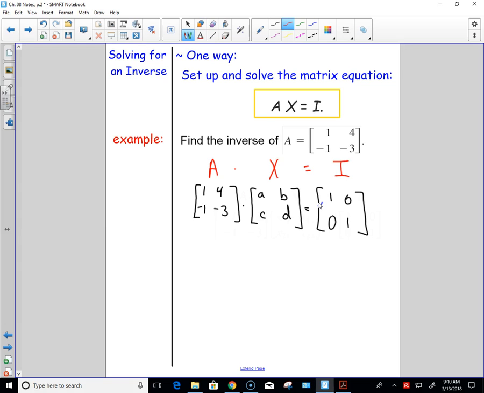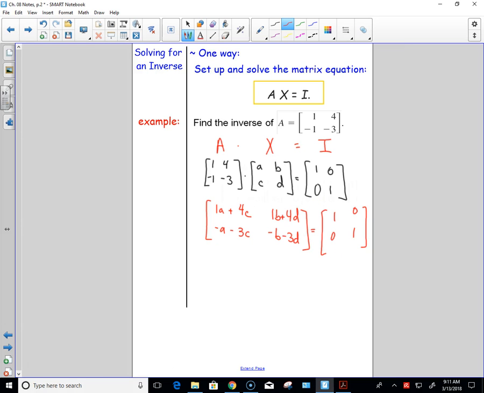Good. So this first one would be 1a plus 4c. 1a plus 4c. My first row, second column would be 1b plus 4d. My second row, first column, negative a minus 3c. Negative b minus 3d. Now I know, I multiply fast, but this is kind of review. All that's new is now we have these a's and b's and c's and d's that come up.